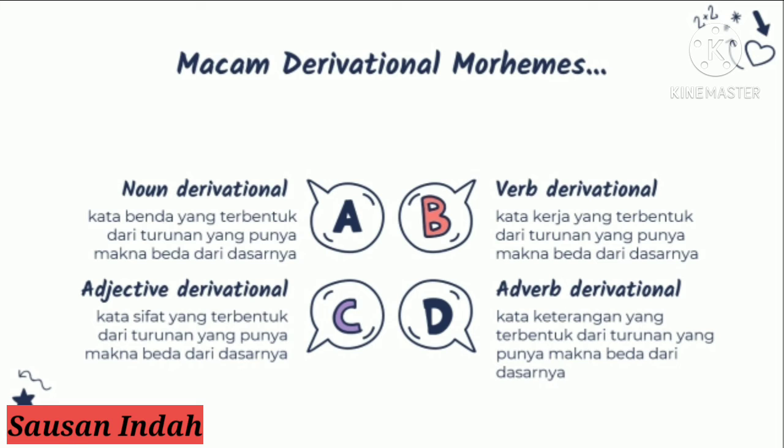Kinds of derivational morphemes. A. Nouns formed from derivatives that have a different meaning from the base. B. A verb formed from derivatives that have a different meaning from the base. C. Adjectives formed from derivatives that have a different meaning from the base. D. Adverbs formed from derivatives that have a different meaning from the base.